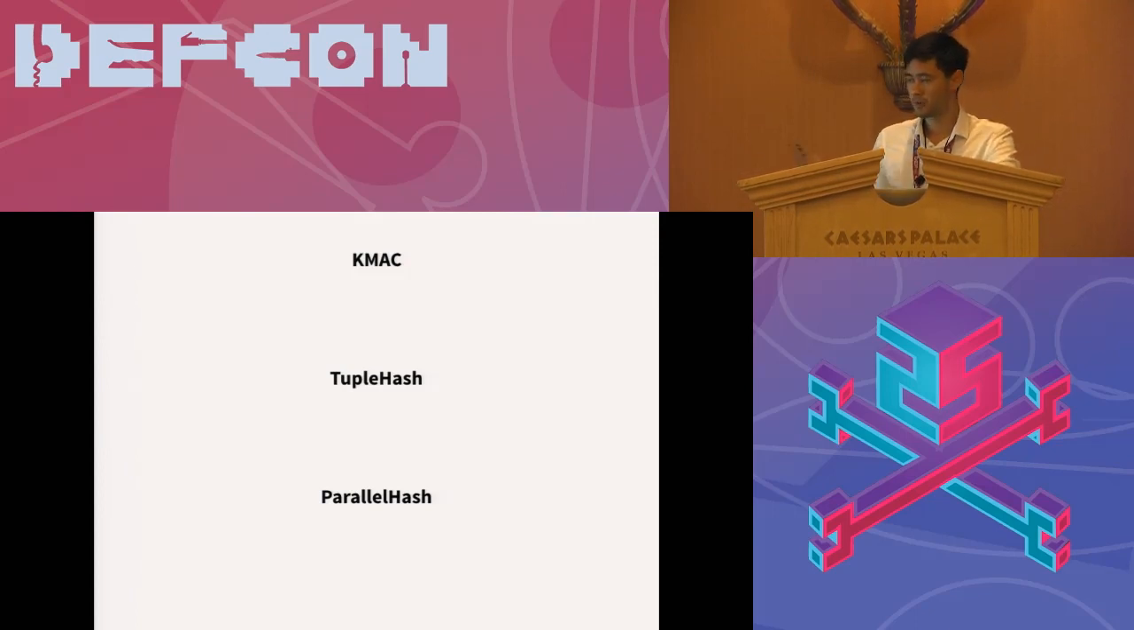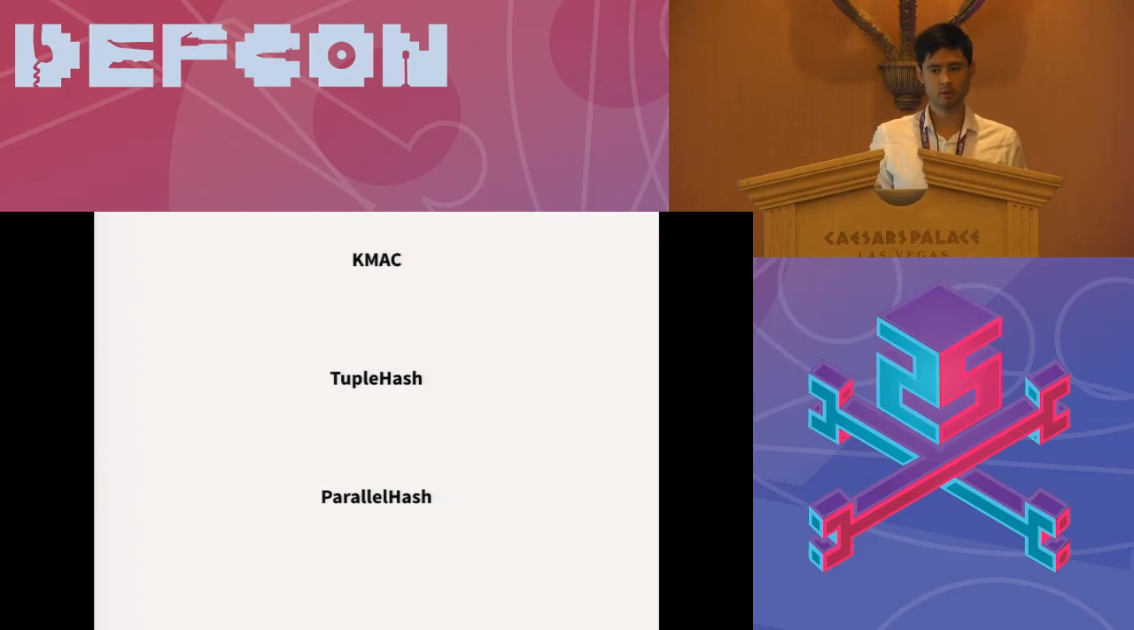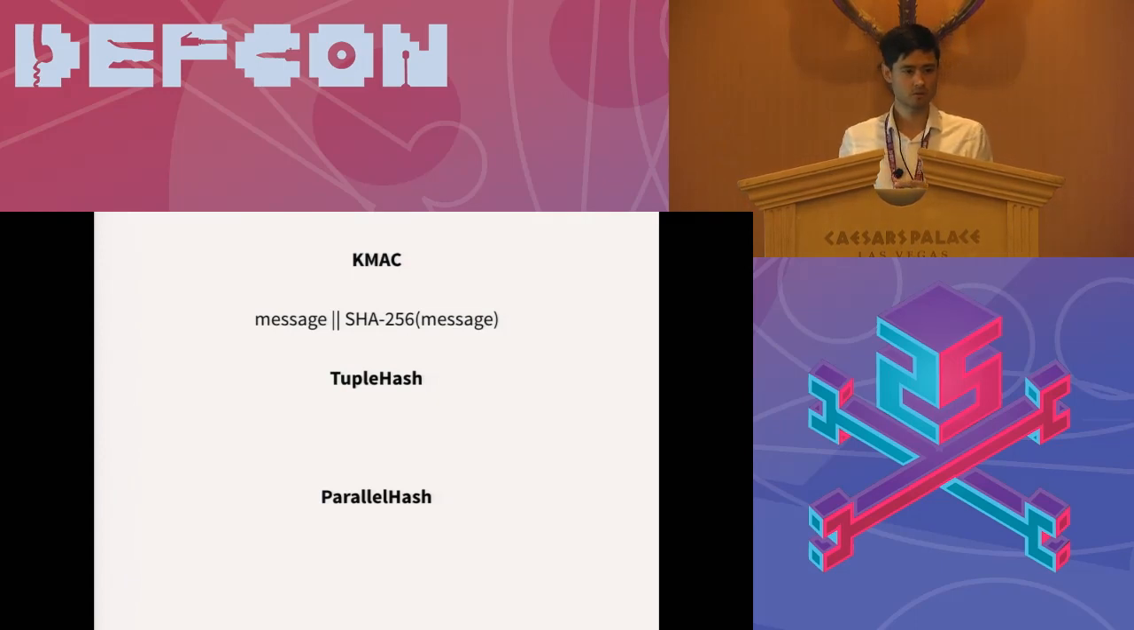So KMAC. To explain KMAC, I'll start with a very simple example. Imagine you want to send a message to Alice. You don't want to encrypt it. You don't care about encrypting it. You just want to send this message across the wire, and you want to make sure nobody in the middle can modify it. So what you do is that you send a message, and you append SHA-256 of the message next to it. I hope everybody in this room is aware that you shouldn't do that, right? Anybody in the middle can just take that hash, modify the message, and recompute the hash on the message, right?